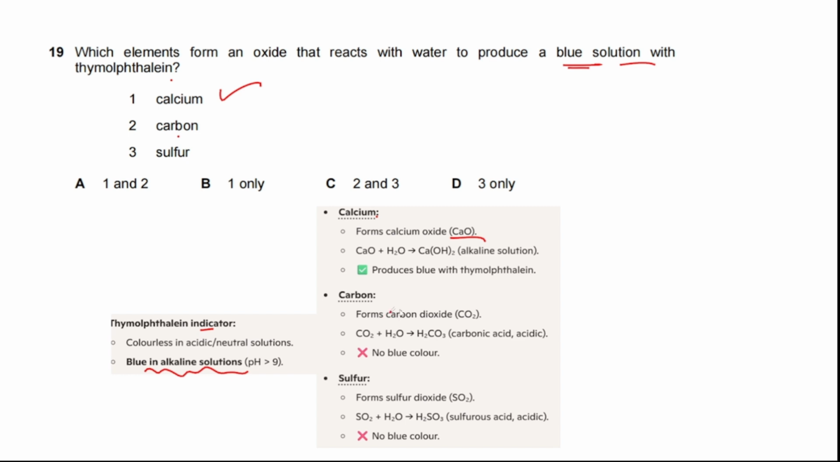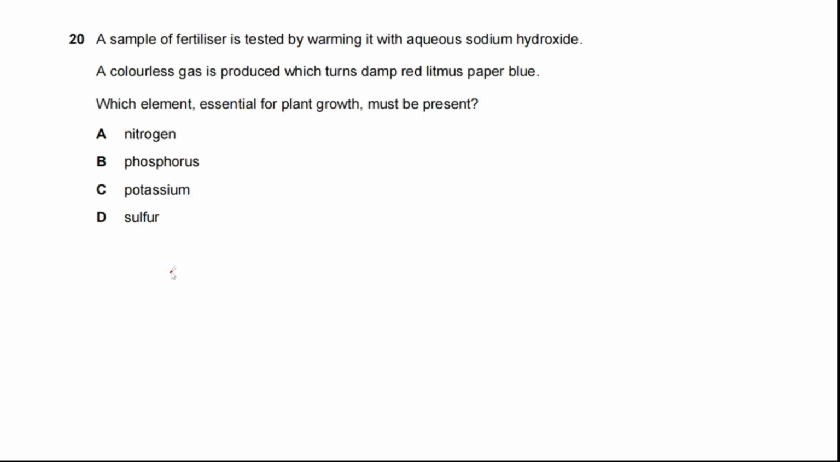For carbon, as it reacts with water, it will give you carbonic acid, which is an acid, so no blue color. For sulfur also, it will form sulfurous acid, which is also an acid, so it's not forming any blue color. So only calcium is able to form an alkali. So only option B will give you the blue in the thymolphthalein solution.